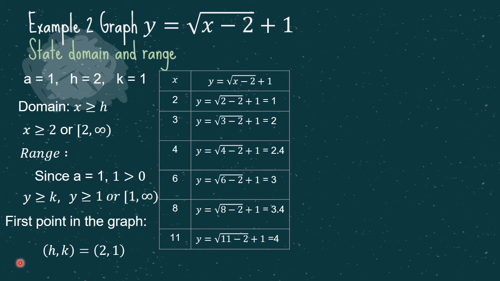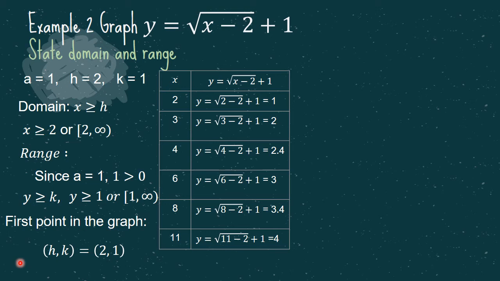Then I skip 5 to avoid decimals, and I use 6. If I use 6, I notice that the value of y would be exact. The square root of 6 minus 2, plus 1, is the square root of 4, which is 2, plus 1, it would be 3. Then I skip 7 and use 8, and I'm going to get a decimal. y equals the square root of 8 minus 2, plus 1. 8 minus 2 is 6, and the square root of 6 is about 2.4, plus 1 gives us 3.4.